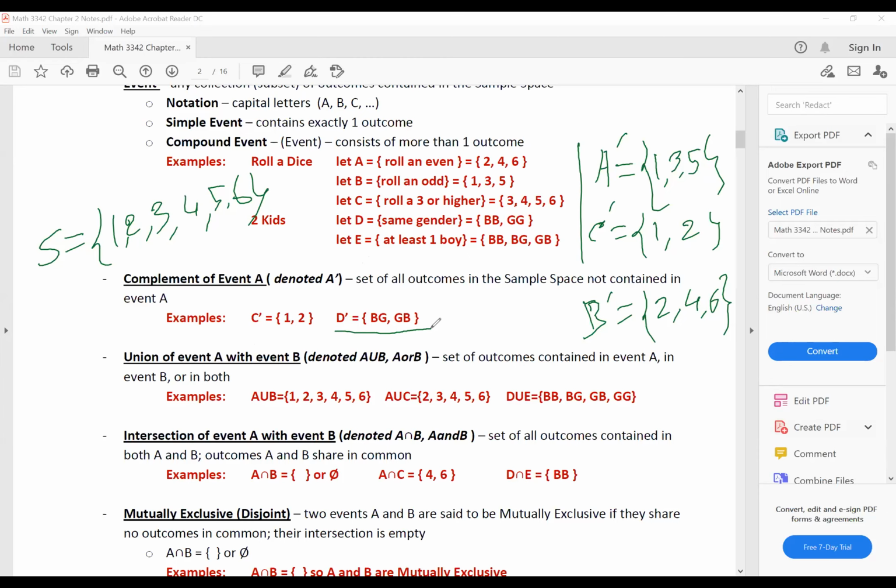Do you have any question? Because you will be using the complement, the union, and the intersection frequently in this chapter. So you should know about the complement, union, and intersection.